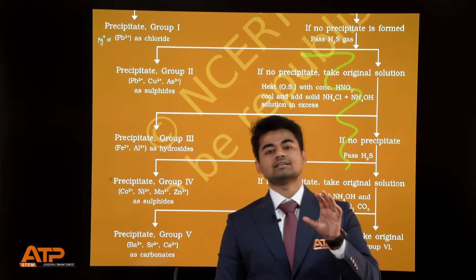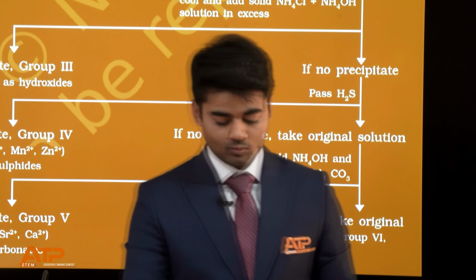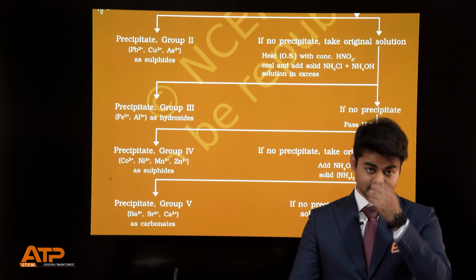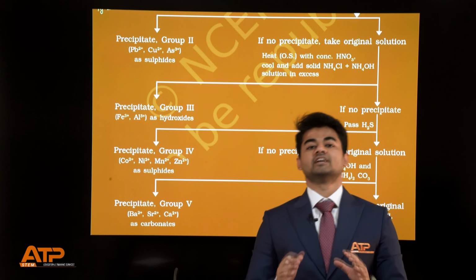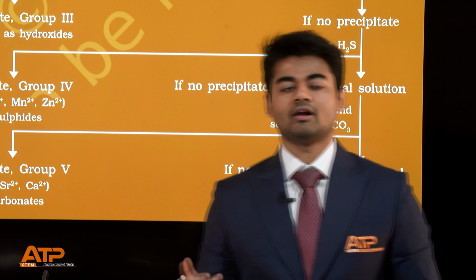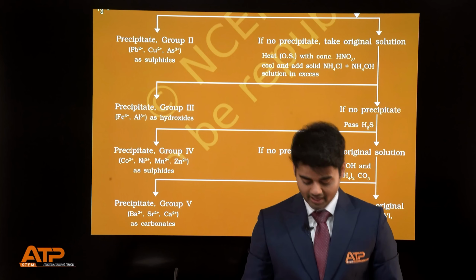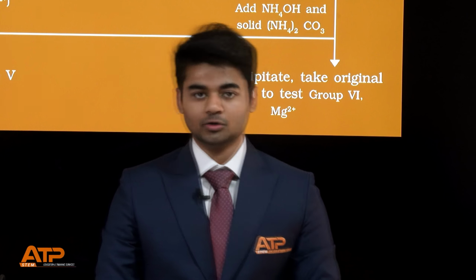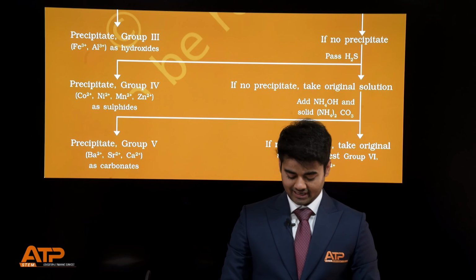This is called a sequential analysis. Why is it called a sequential analysis? Because if there is a failure in a particular test, with the same solution we keep on adding the next group reagent. Okay, so this was all the discussion we had with respect to precipitation analysis.